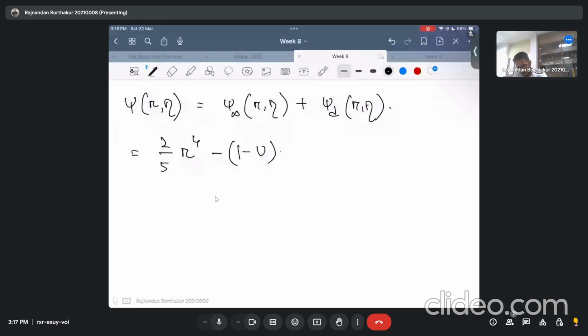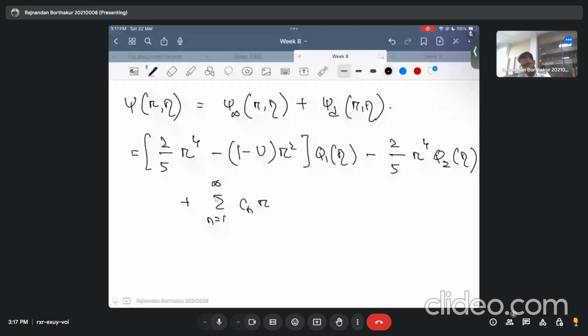Okay, and then this is q1 of eta, that is the first mode of the Gegenbauer polynomials, and then this is minus 2 by 5 r power 4 q2 of eta, plus the disturbance. So the disturbance is of the form summation n equal to 1 to infinity Cn times r power 2 minus n plus Dn times r power minus n, and this is Qn of eta.